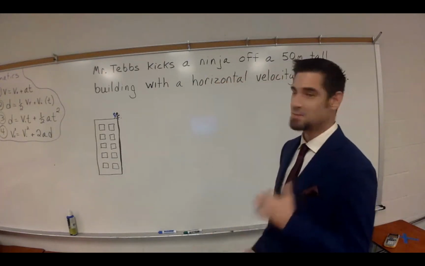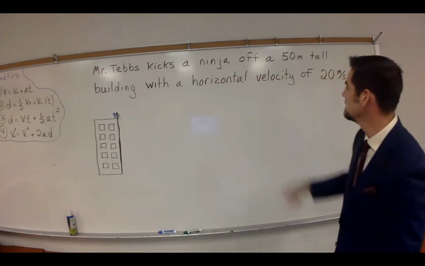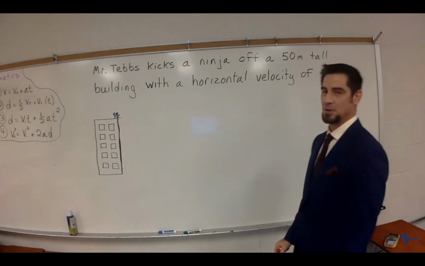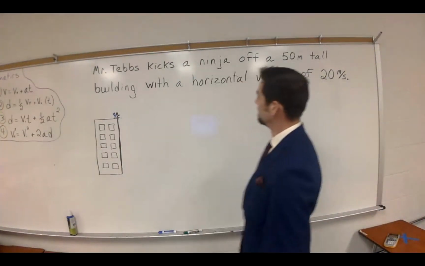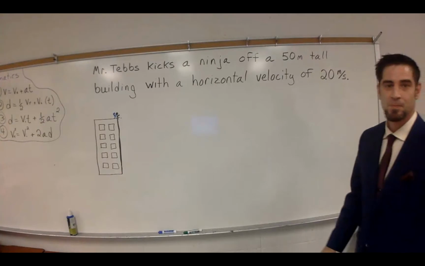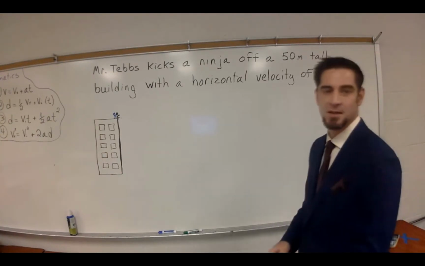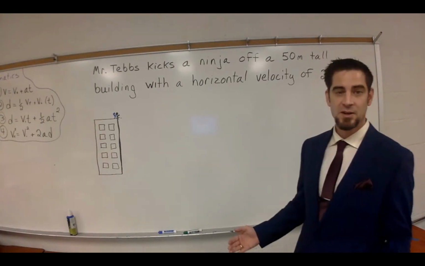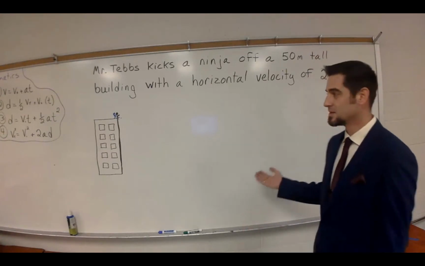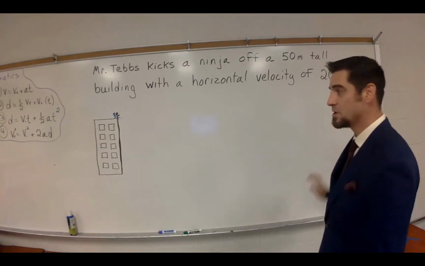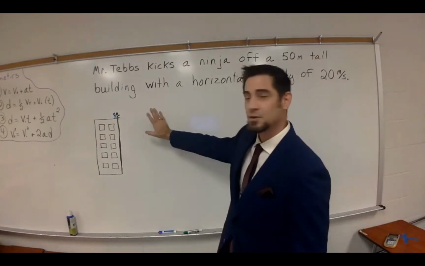Mr. Tebbs, that's me, kicks a ninja off a 50-meter tall building with a horizontal velocity of 20 meters per second. The first thing we need to do with a problem like this is draw the scenario and list what we know. So here's our scenario over here.